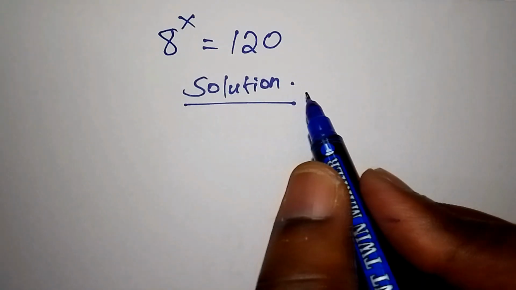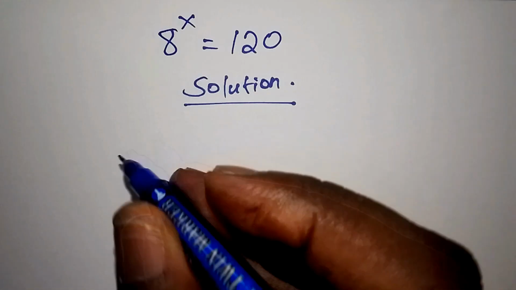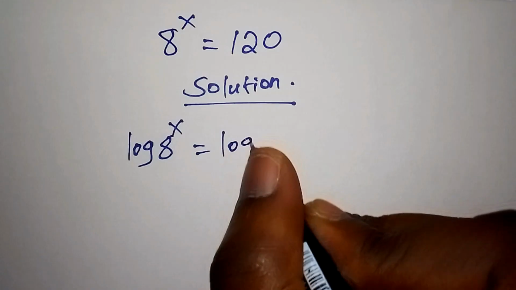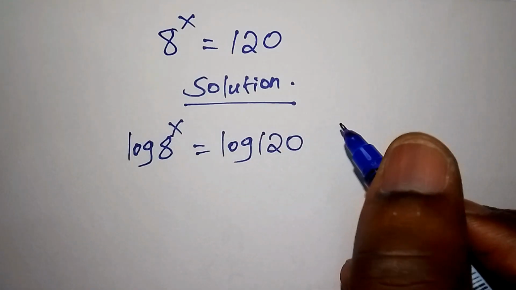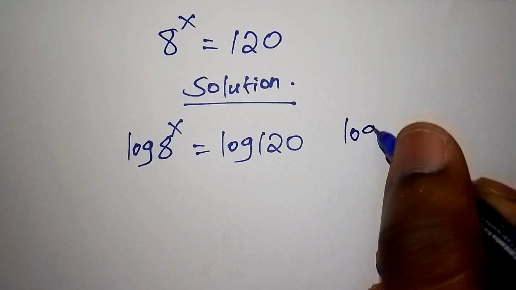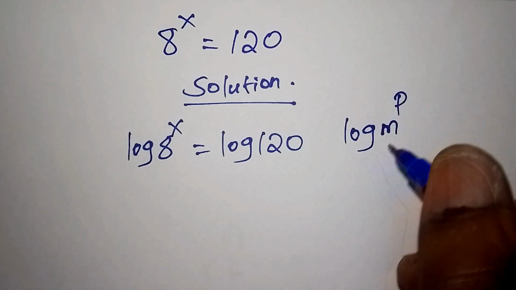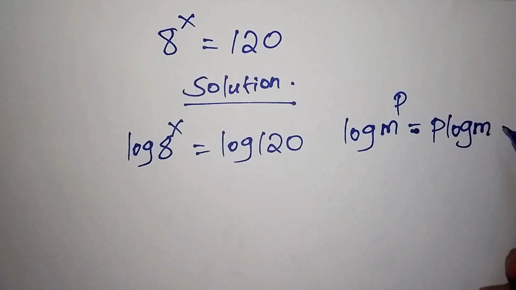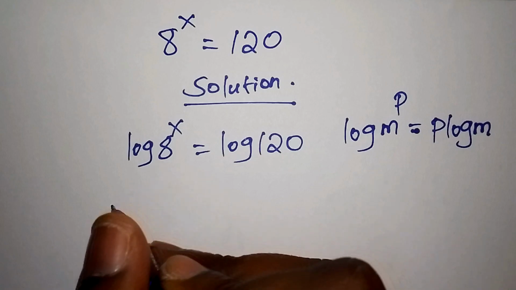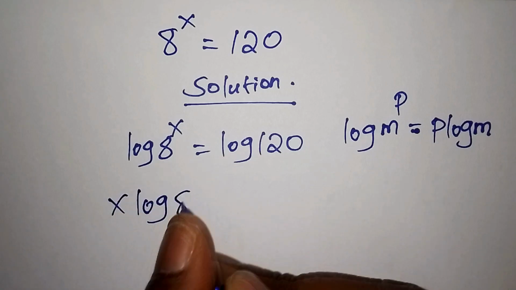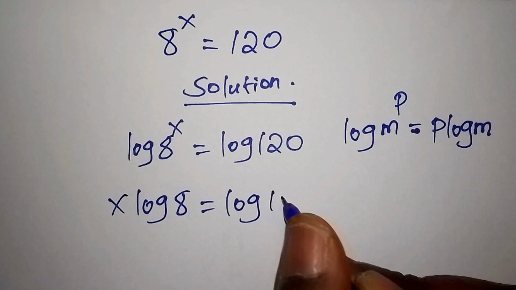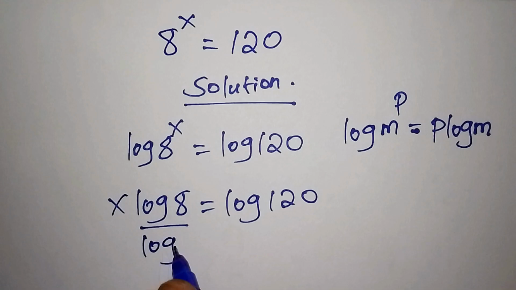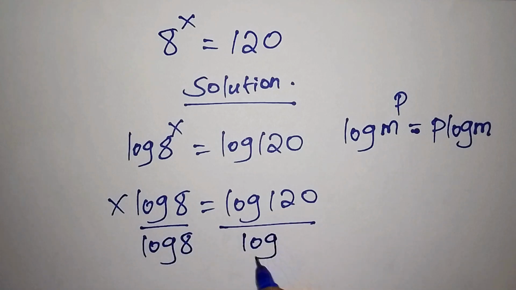So the first thing that you need to introduce is the log on both sides. So here now we shall have the log of 8 to the power of x is equal to the log of 120. When you have, for example, the log of m to the power of p, we can write this as p times the log of m. So here we shall have x times the log of 8 is equal to the log of 120. For us to remain with x on this side, we shall divide both sides by the log of 8.